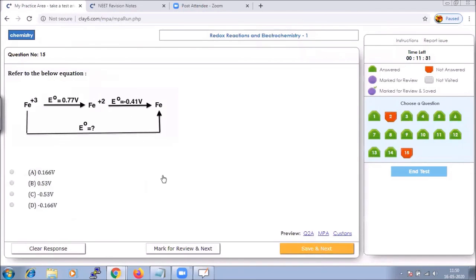This question we will deal with in the next chapter. Hence let us end the test.